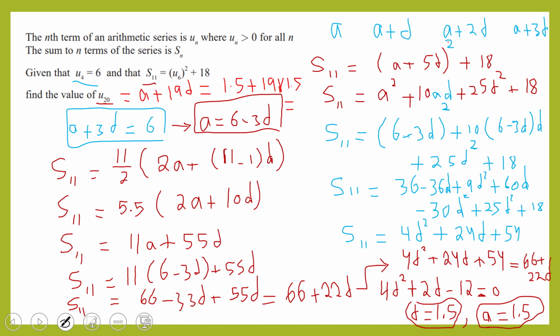and then add 1.5, so the final answer will be 30. So the value of U20 is equal to 30. This is the final answer for the question, so it will be 30. So quickly, what did we do again?